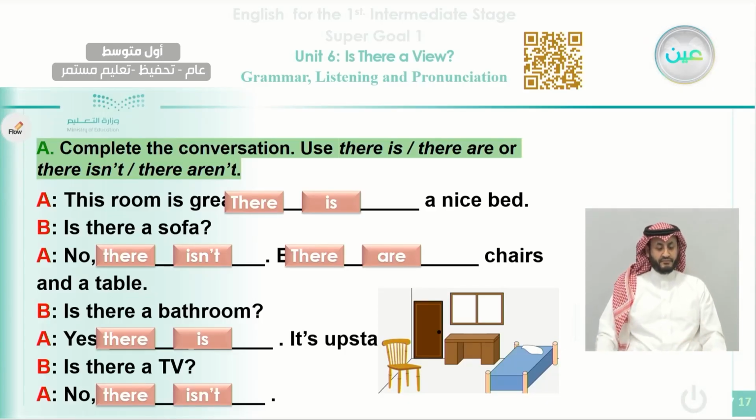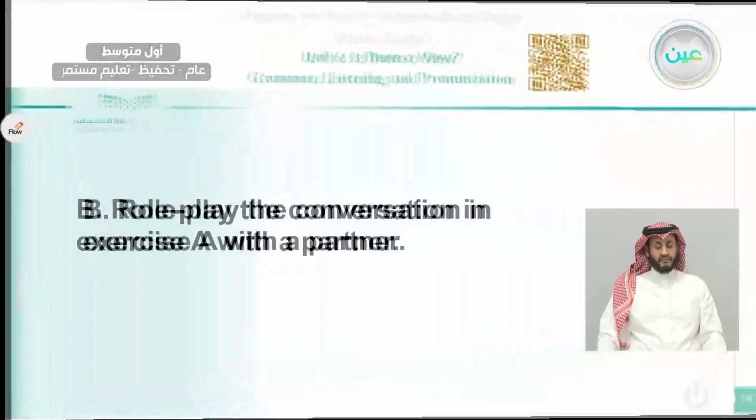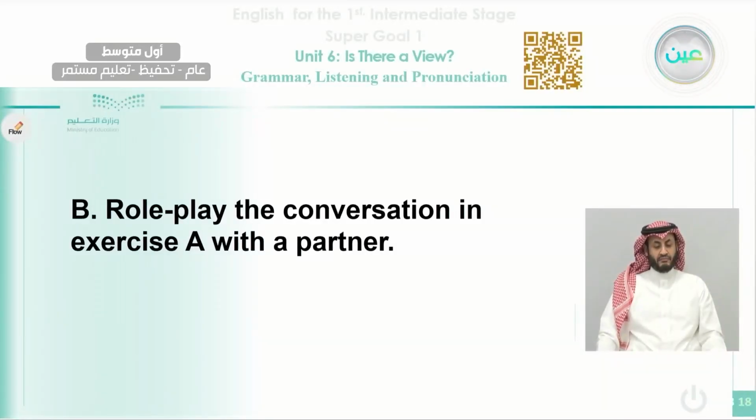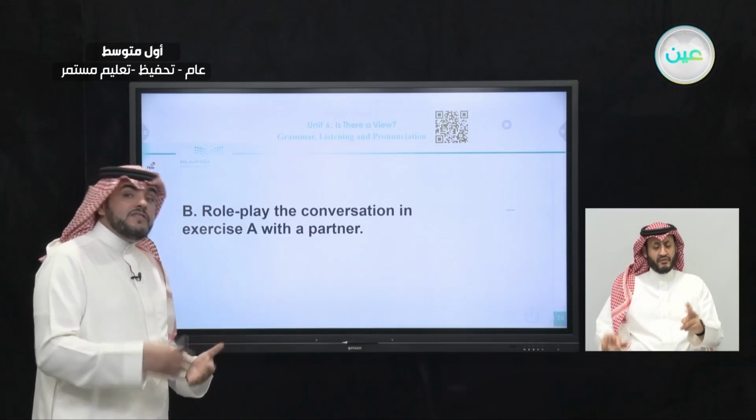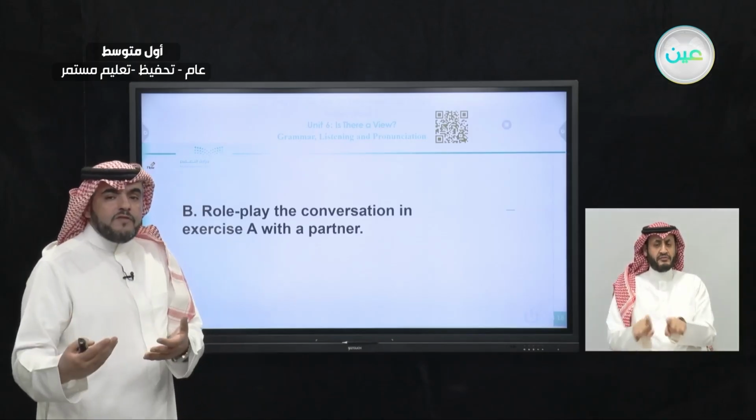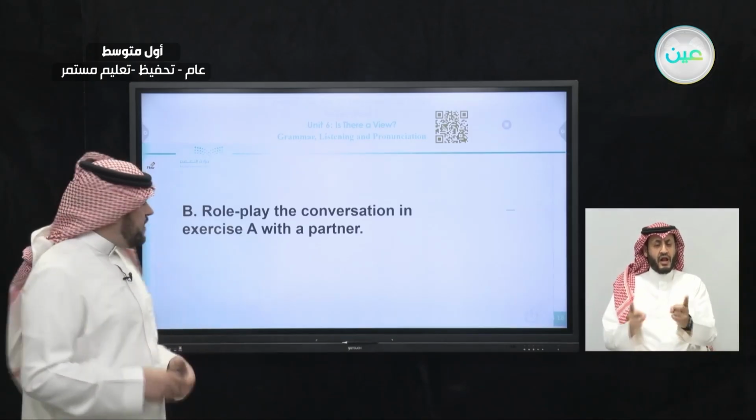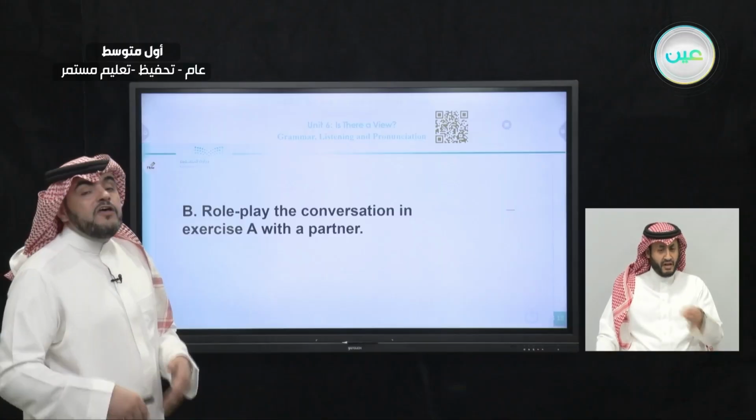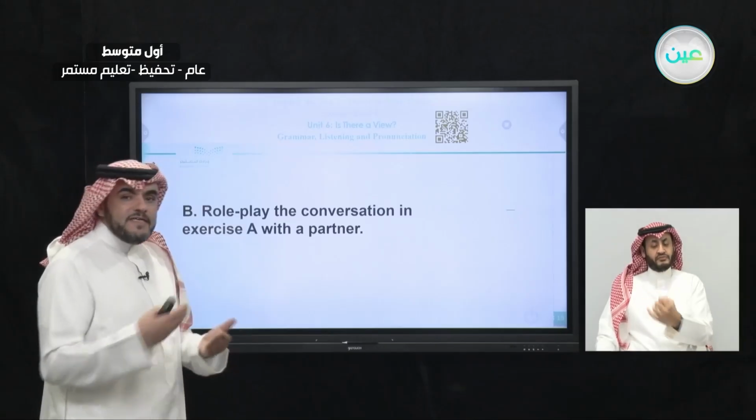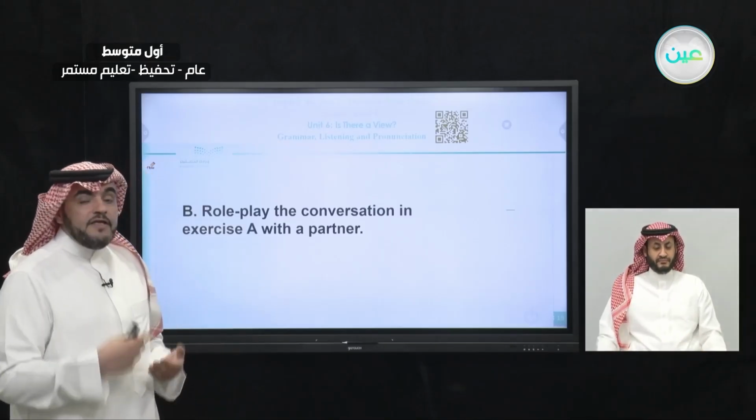And you can do this exercise in your book. It is exercise A. We had this conversation. You can ask these questions as a role play with a member of your family or with a classmate. Do the conversation in exercise A with a partner, asking there is, there are. If you want to ask a question, you say, is there? If you want to ask about one. Is there a book?